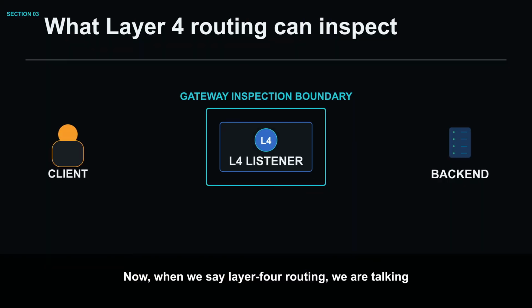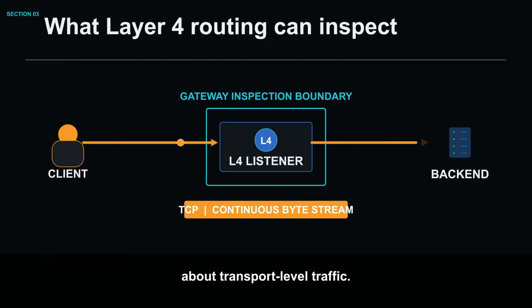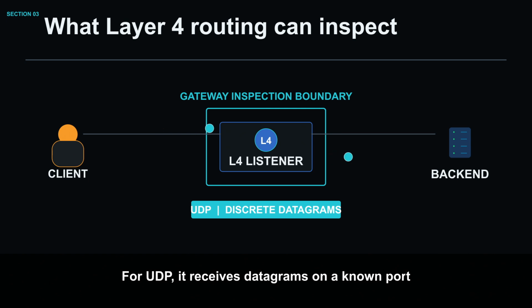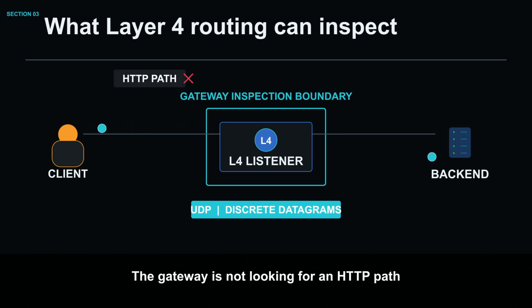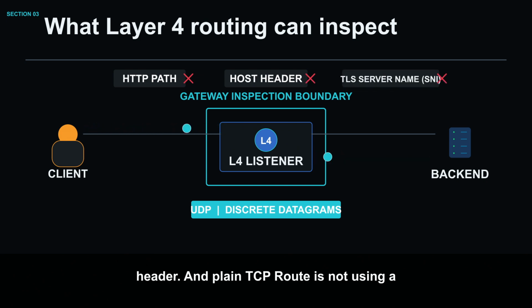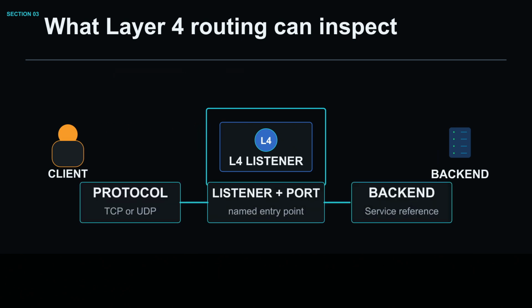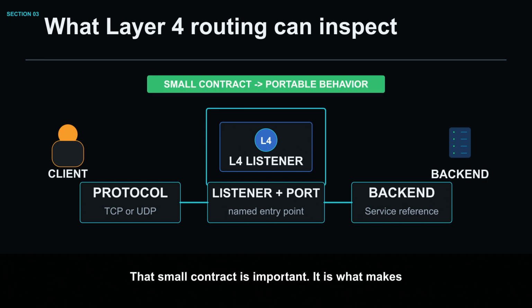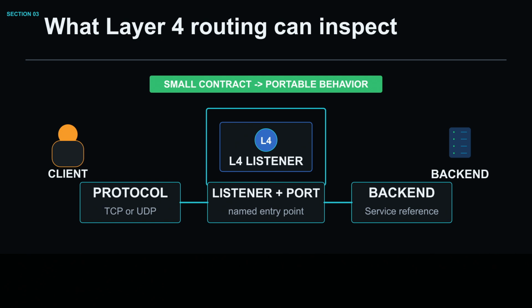Now, when we say layer 4 routing, we are talking about transport level traffic. For TCP, the gateway receives a connection on a known port and forwards that byte stream to a backend. For UDP, it receives datagrams on a known port and forwards them to a backend. The gateway is not looking for an HTTP path like /checkout. It is not reading a host header, and plain TCPRoute is not using a TLS server name. Its useful information is intentionally small: this protocol on this listener and port goes to this backend. That small contract is important. It is what makes the behavior portable across very different implementations.